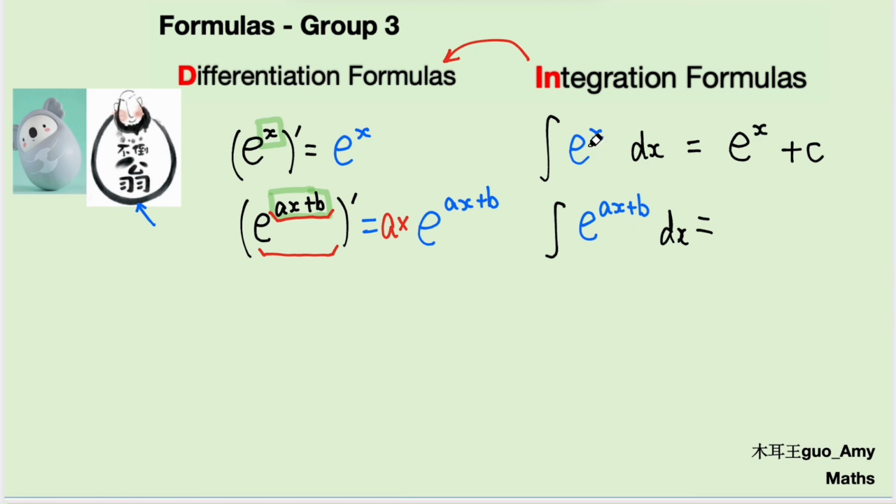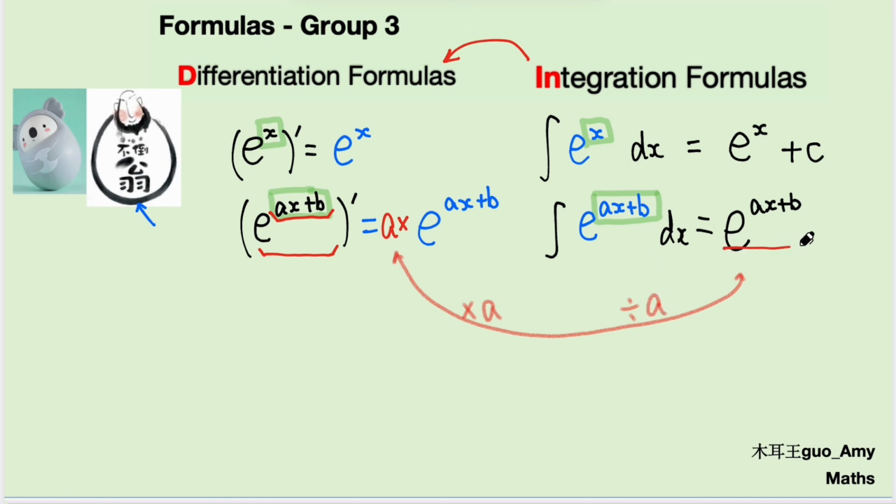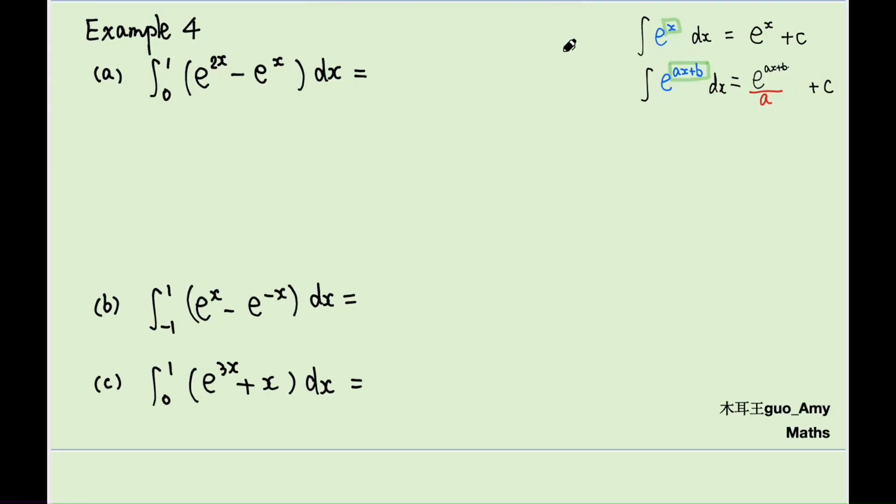For the integration, by changing x to the generalized form of ax plus b, the result will be e to the power ax plus b. For differentiation, we multiplied the result by a. Consider the opposite operation: we are going to divide the result by a. Therefore, we will have e to the power ax plus b, then divide by a. We add c for the indefinite integral. Now we are going to apply these formulas to find the following definite integrals.